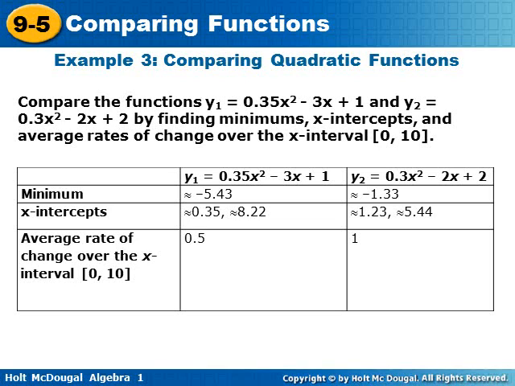And then for y2 equals 0.3x squared minus 2x plus 2, for the minimum, you have to find the axis of symmetry and plug it back in to find the vertex. The y value is negative 1.33, and then you use the quadratic formula to find the two zeros, the x-intercepts, and you get 1.23 and 5.44. And then the average rate of change over the x interval [0, 10] is 1.